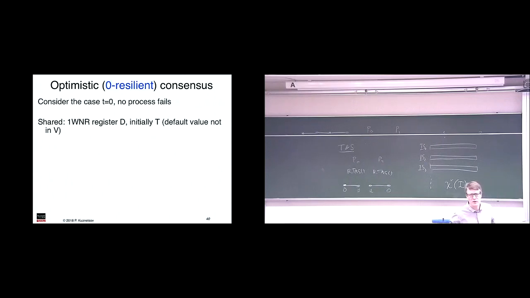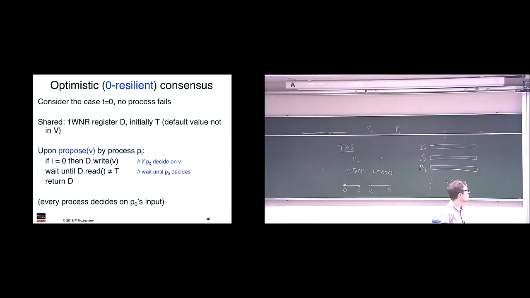If the process is not going to fail, eventually you will... If your process is zero, for example, P0, you just write your value in some dedicated register. Otherwise, everybody else waits until this dedicated register is not bottom, and then you return the value which you find there. Everybody decides on the value proposed by process P0. Easy. Difficulty comes when P0 might fail. And in this case, everybody would wait here forever.